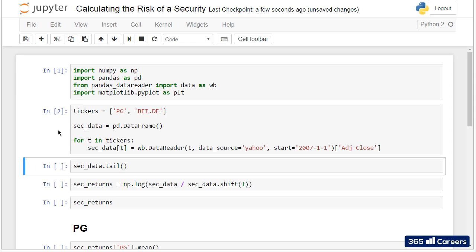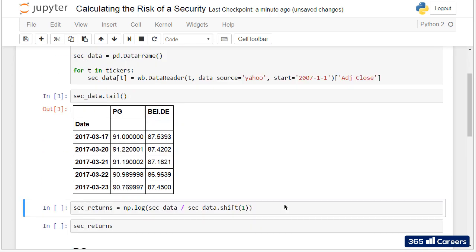Hence, we will need the tickers PG and BEI.DE. We will examine the behavior of the two stocks for the past 10 years, retrieving data from the 1st of January 2007. Okay, perfect.